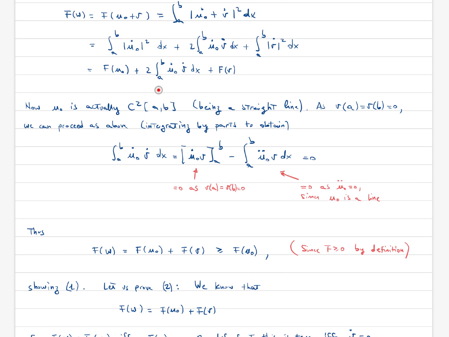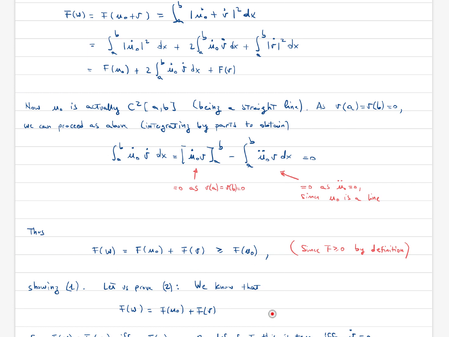Okay, so actually this middle term here vanishes completely, and you just end up with F of w equals F of u0 plus F of v. And since the energy is non-negative, this is obviously greater or equal than F of u0. You just throw away this one in the estimate. Okay, and this shows point 1, because w was arbitrary and we showed that its energy is greater or equal than the one of u0.